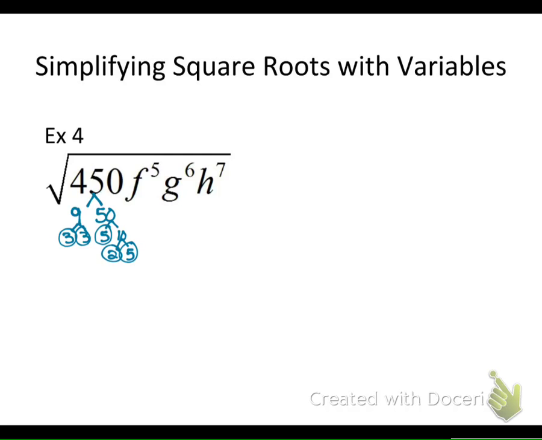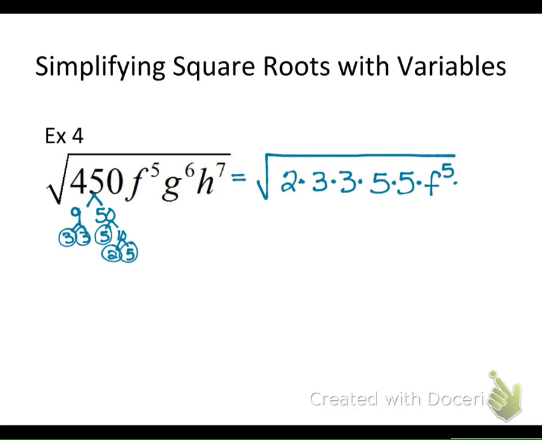Do I have a coefficient initially to start off with? No. So I'm just going to put my equal sign, my square root sign, and then what are my factors that go under? 3 times 3, times 2, and then 2 more 5s. And then what are my variables? F to the 5th, G to the 6th, and H to the 7th. I thought I had enough of a square root line, so I have to extend that.